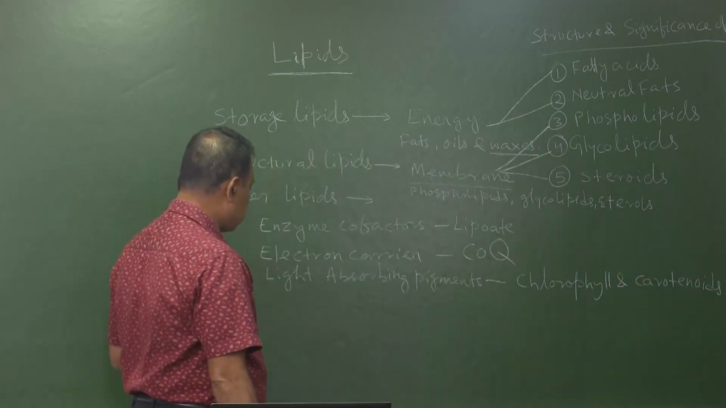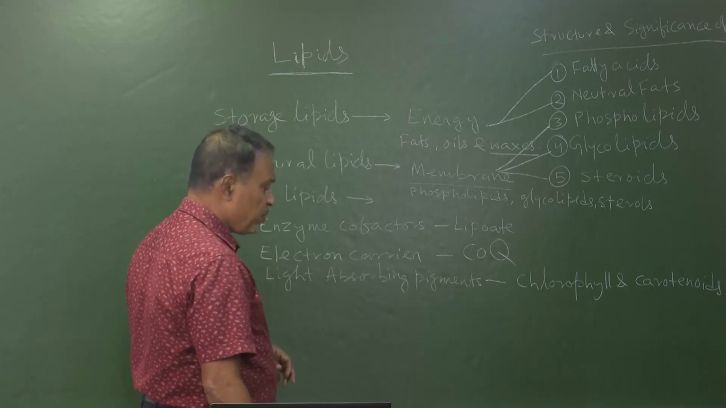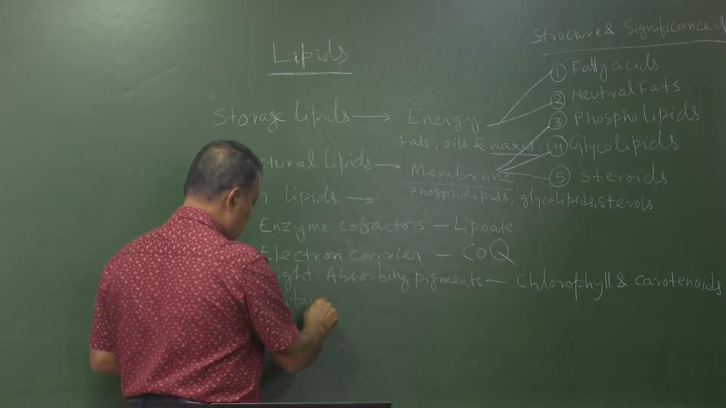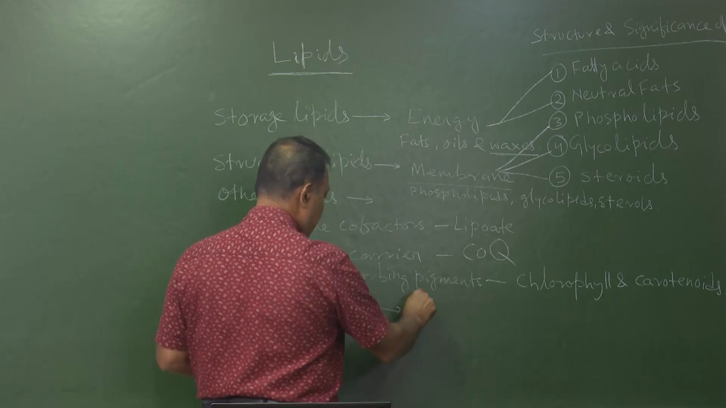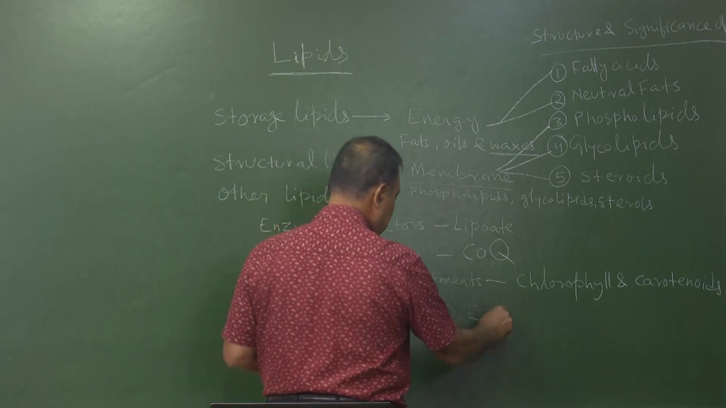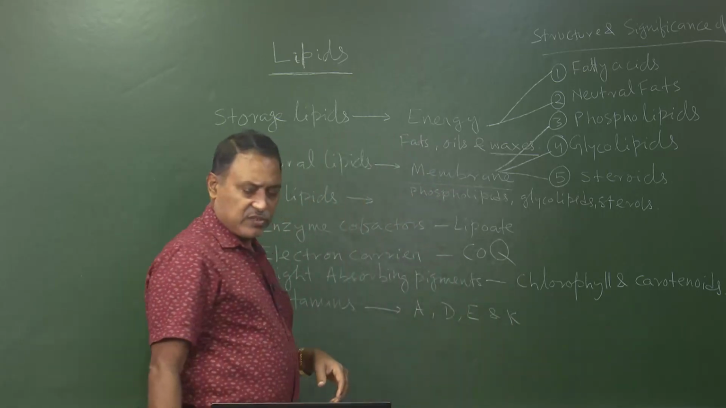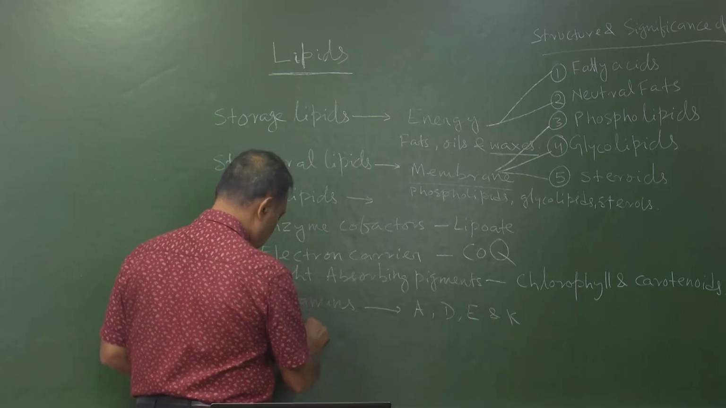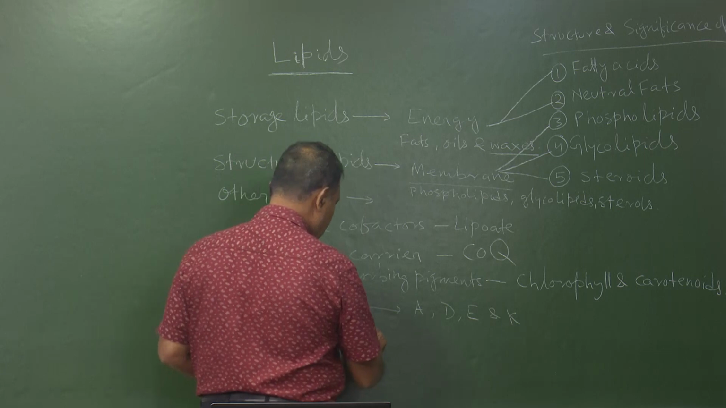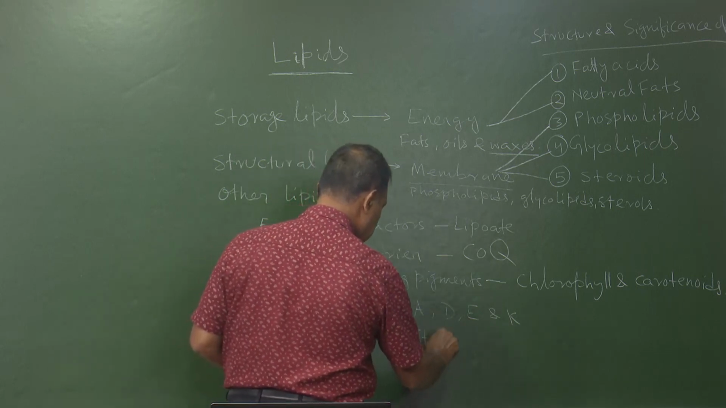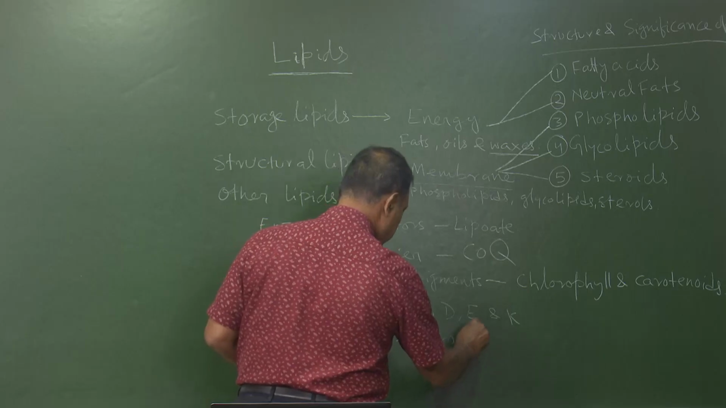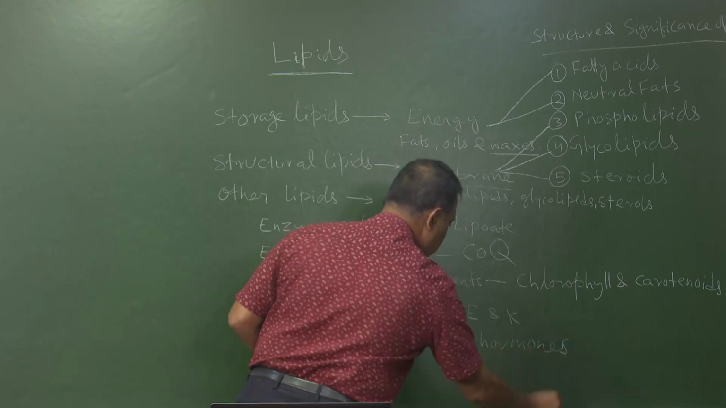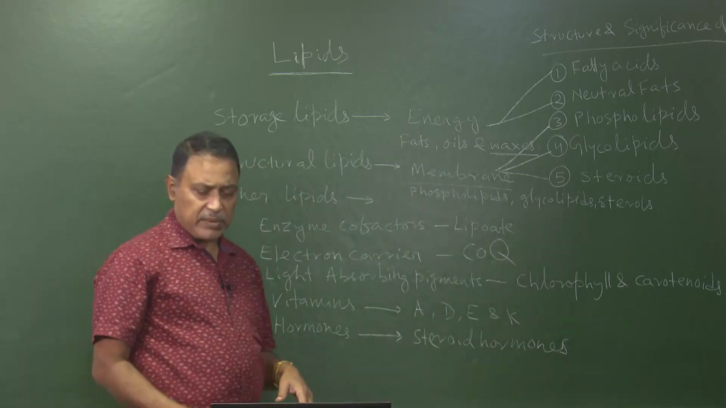Chlorophyll and carotenoids, light absorbing pigments. Then we will have the vitamins. Vitamin A, D, E, and K, they come under this category. And we will also find hormones. The steroid hormones, this we are going to study, it is included in the course, in the syllabus it is present.